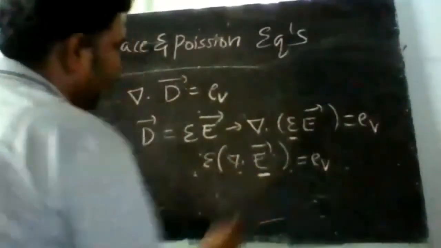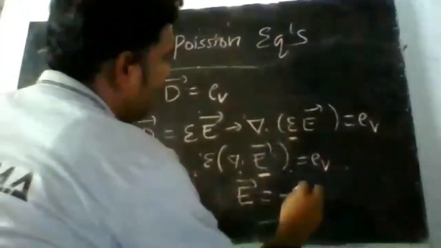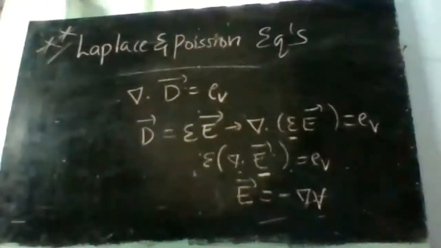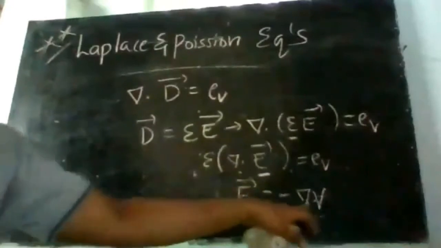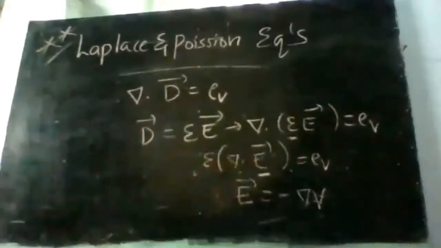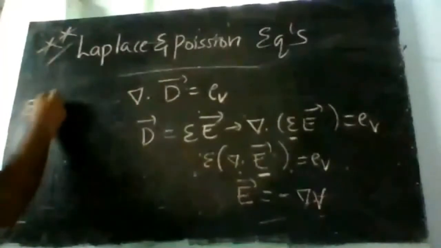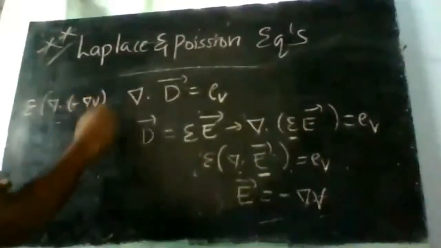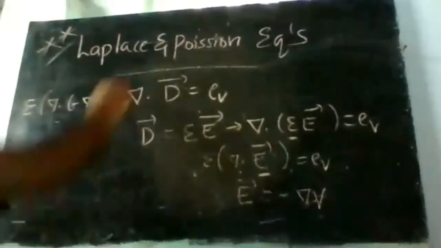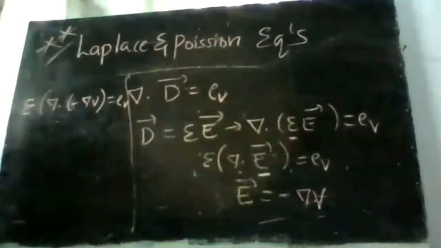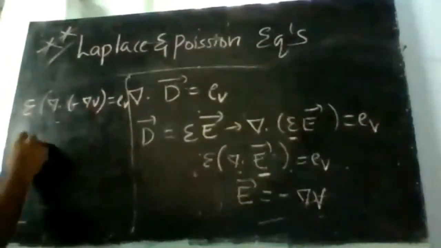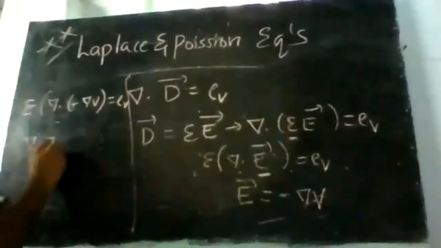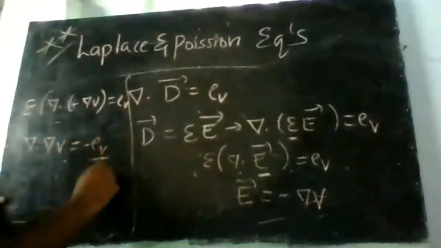Now E bar, electric field intensity in terms of potential, can be written as E bar is equal to minus del V. Substituting that in this equation, epsilon into del dot minus del V is equal to rho v. Epsilon is a constant, we can send it to that side, and the minus is also taken out. So del dot del V is equal to minus rho v by epsilon.